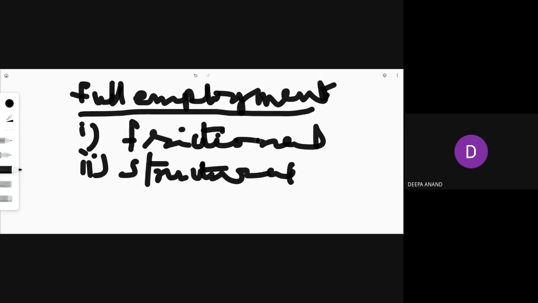First of all, we will see frictional. What do you mean by frictional? Due to some friction, that means temporary unemployment. This person is not unemployed for a long period of time, just a time gap. So frictional is temporary unemployment. The position of his unemployment is temporary. He will get a job in the near future. Such kind of unemployment is known as frictional unemployment.